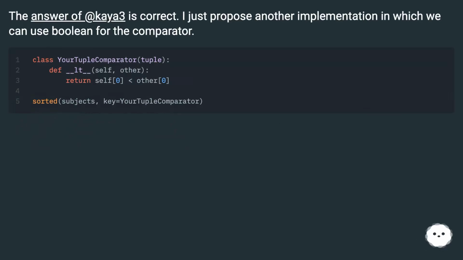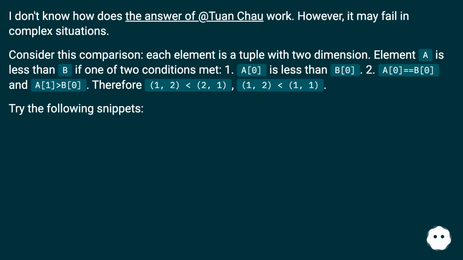The answer of @Kaya3 is correct. I just propose another implementation in which we can use Boolean for the comparator. I don't know how the answer of @Tuan works. However, it may fail in complex situations.